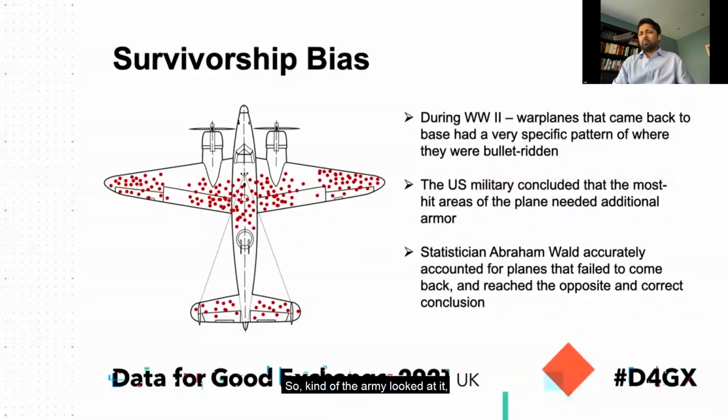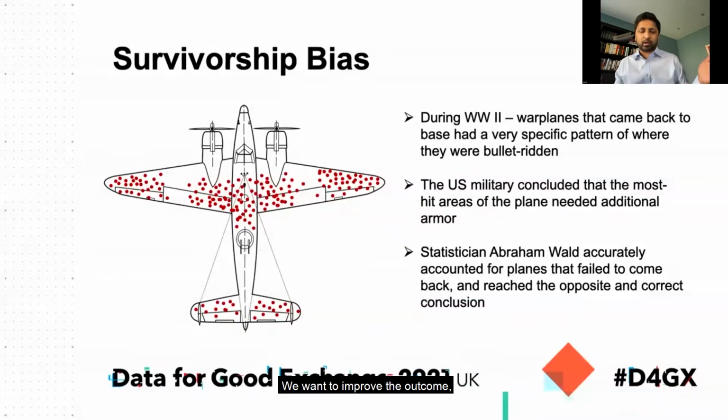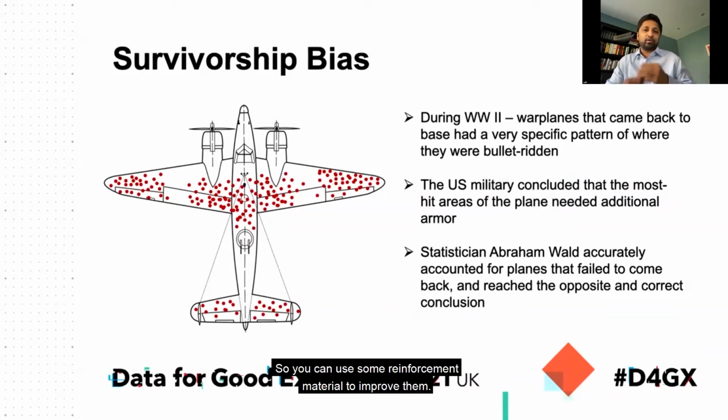The Air Force looked at it, and they thought, well, we're under a limited budget. It's an emergency situation. We want to improve the outcome because we don't want planes going down. So why don't we reinforce the parts that keep getting hit? If you keep having bullet holes in some parts, clearly those parts are weak, so you use some reinforcement material to improve them.